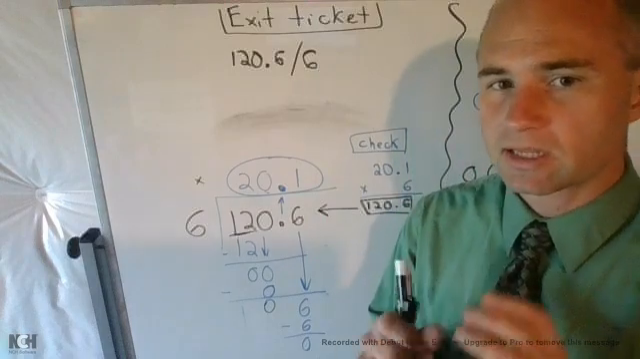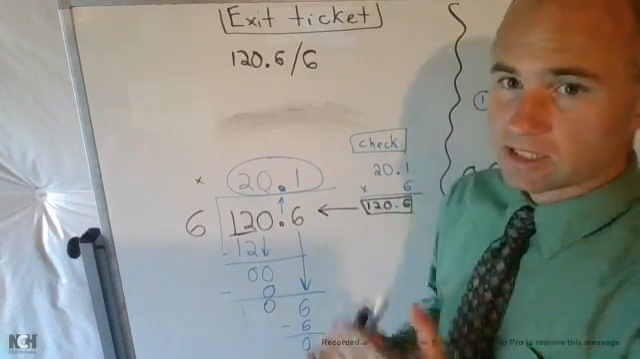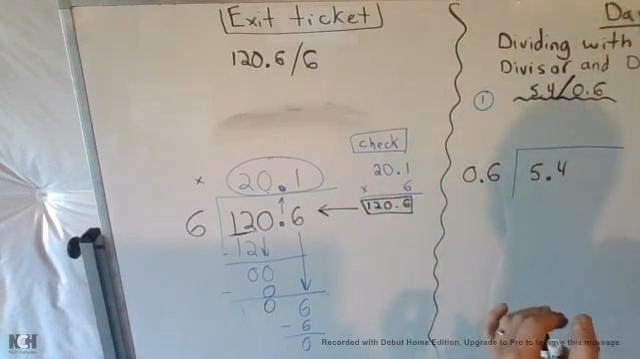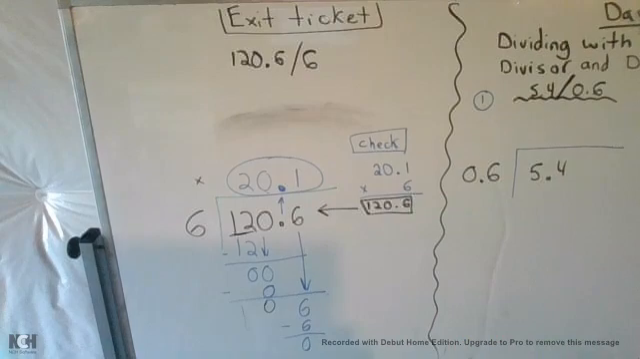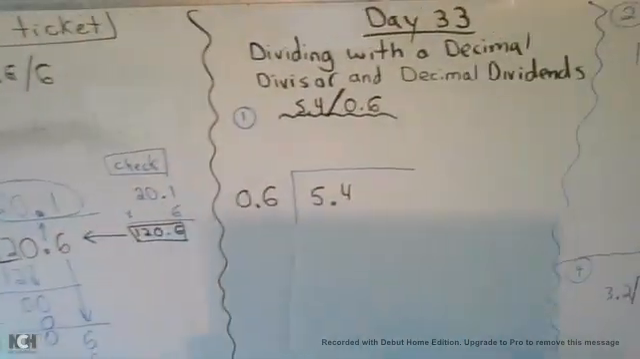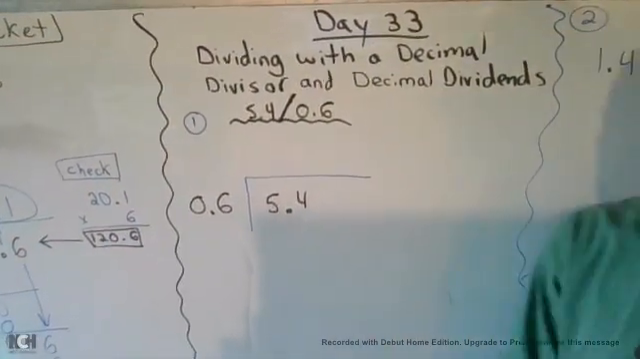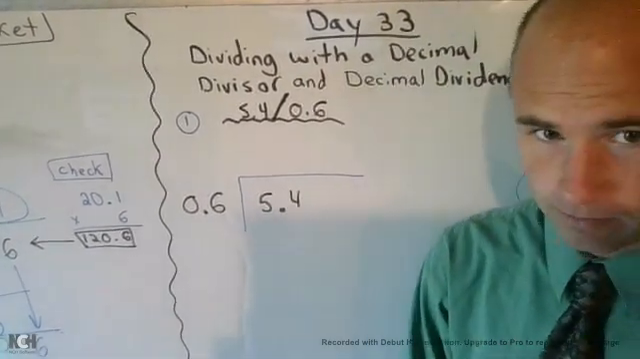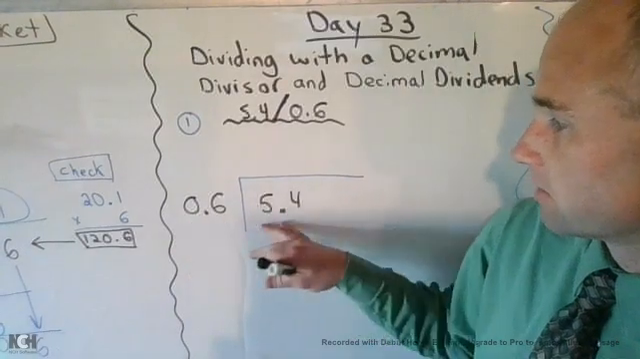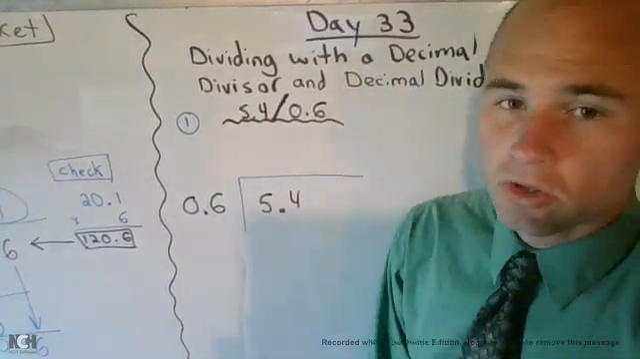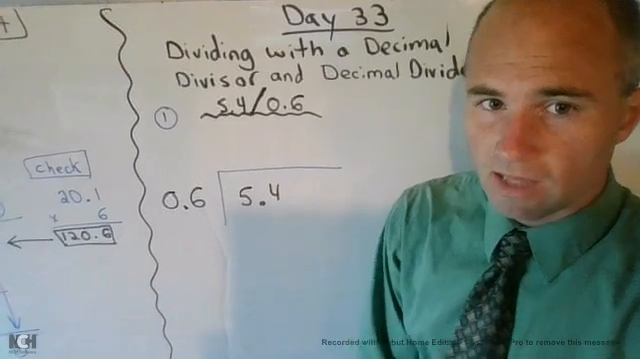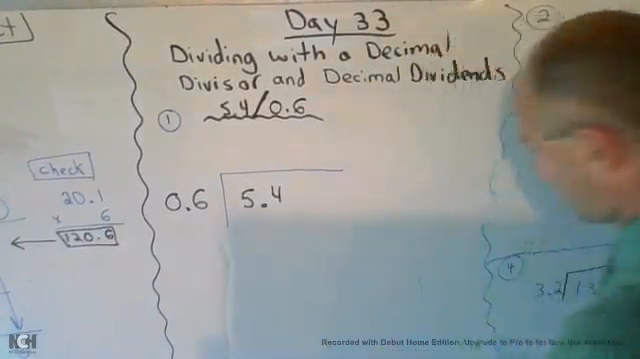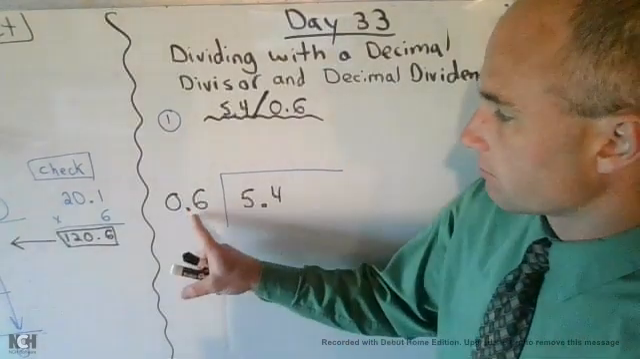So we are continuing with this same concept, but today we are going to switch it up and do dividing decimals by decimals. So, dividing with a decimal divisor and decimal dividend. So let's discuss this further. The way you want to solve this type of problem is you want to get rid of that decimal.